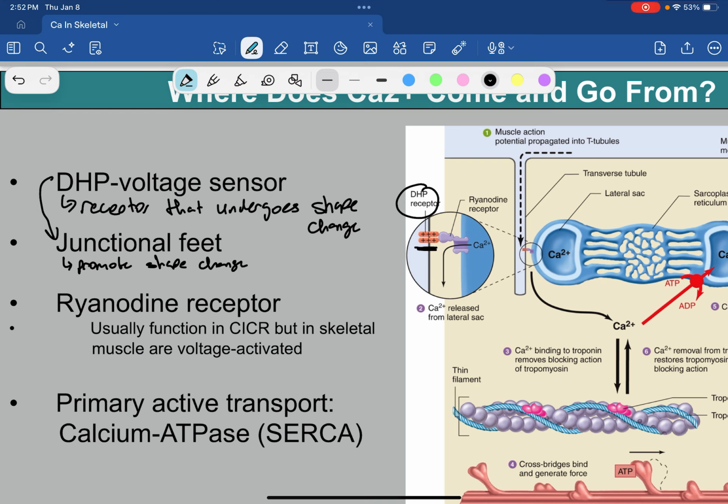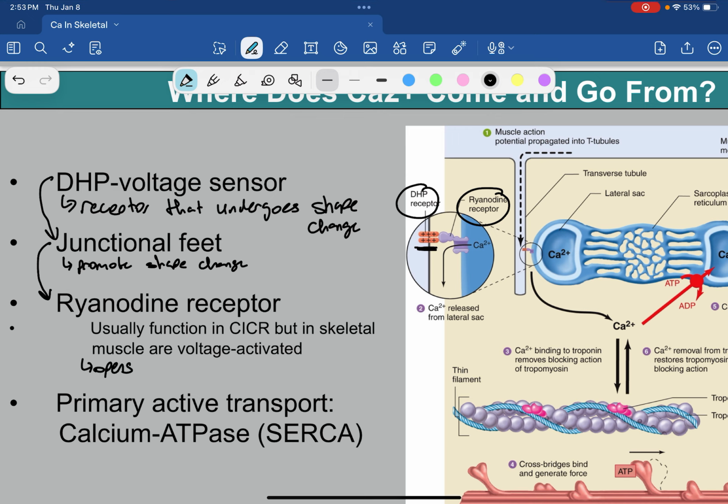Once it promotes that shape change, it goes down here and it acts on our ryanodine receptors, which you can see right here. Once the ryanodine receptors have that shape change, they open calcium channels. So this is what opens calcium channels.